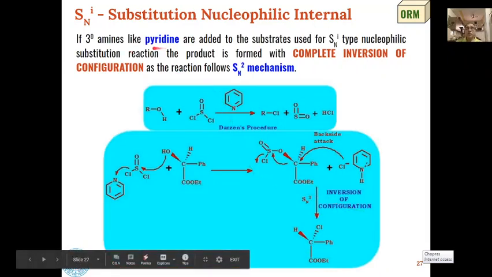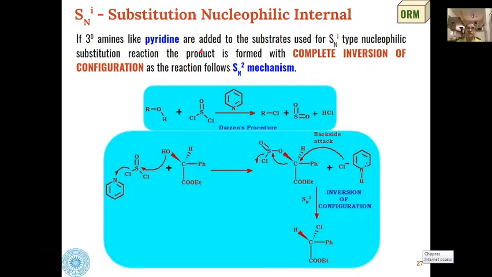So one more modification of this SNi: if in addition to thionyl chloride we use pyridine, then the product is formed with complete inversion of configuration, and the reaction follows the SN2 method. Now, here the same reactants which we have seen in the last slide, there the products were formed with retention of configuration. But if we add pyridine, the product formed will be the same, but there will be complete inversion of configuration.